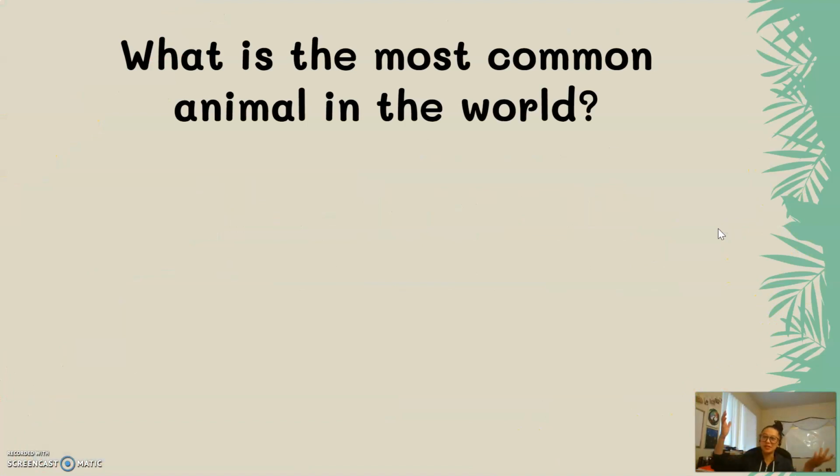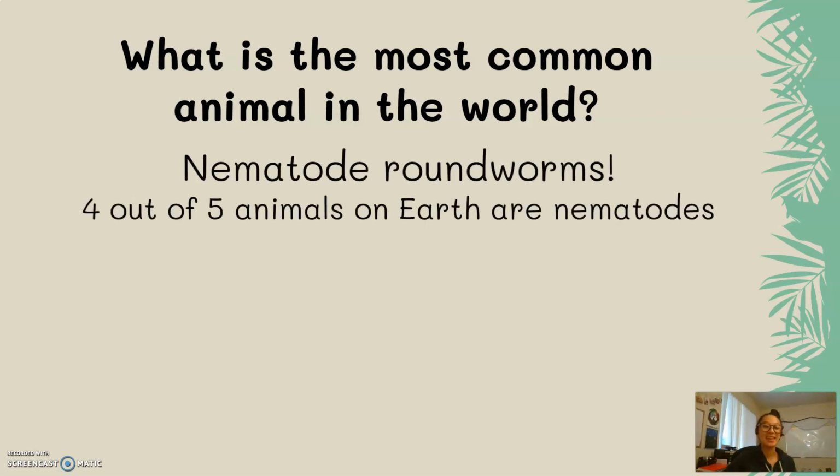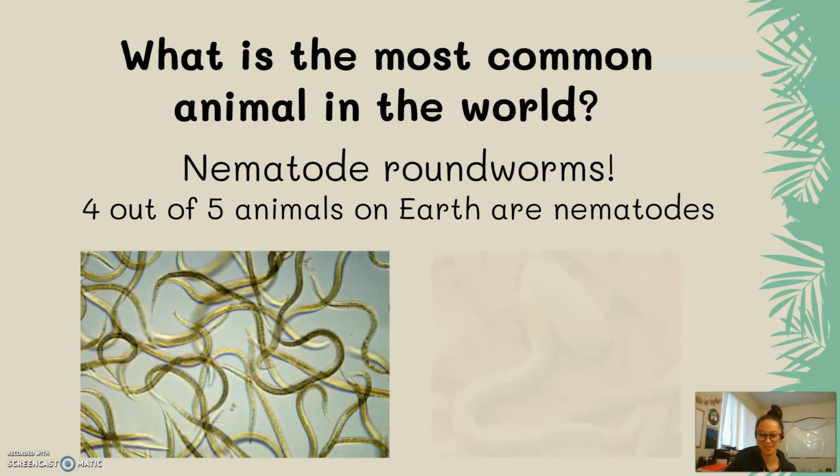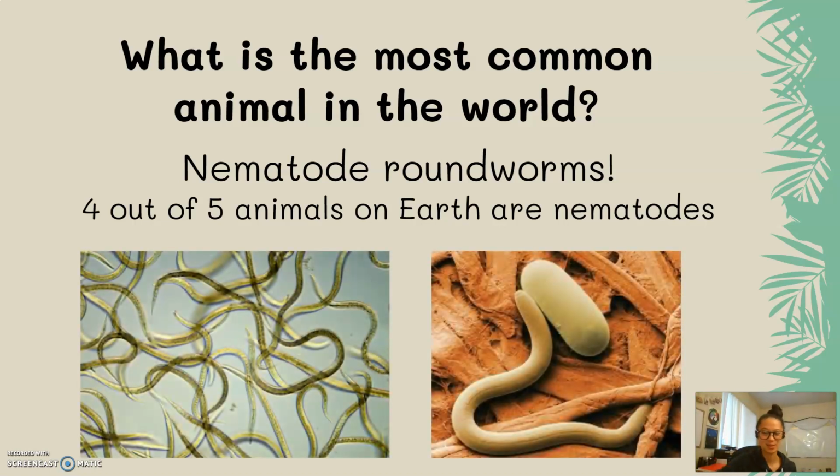So, what is the most common animal in the world? What do you think? Take a guess. And I'm saying most common animal. It is nematode roundworms. These make up 4 out of 5 animals on the entire Earth. They're typically pretty small.